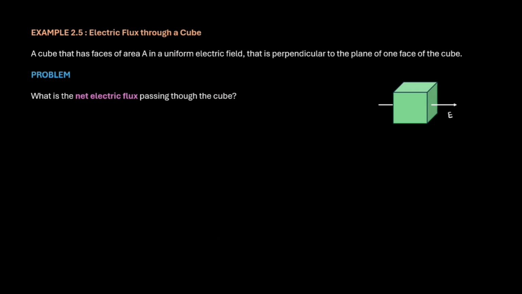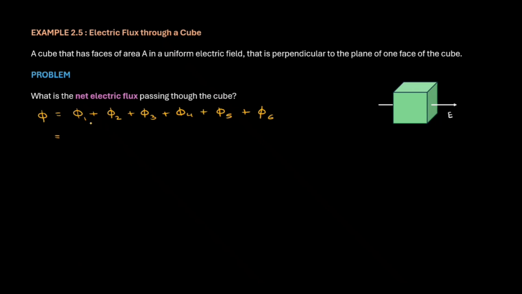We know that a cube has 6 faces. So if I want to find the total flux through the cube, I need to add flux through each of the 6 faces. So I can write total flux phi to be equal to sum of flux through face 1 plus flux through face 2, 3, 4, 5 and 6. Now we will write each of these values using the rule of flux.